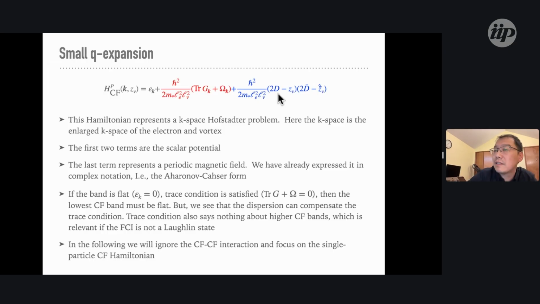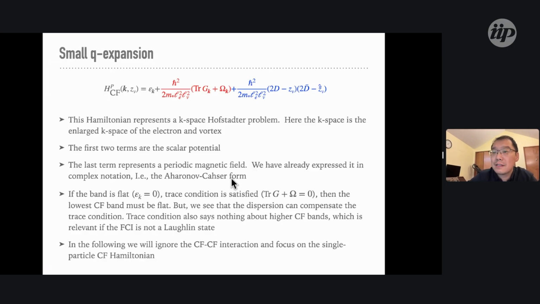And the D, remember D is the covariant derivative, which is i d/dk plus the Berry connection. So then this term in blue represents a periodic magnetic field. And in fact, I already wrote this term using the complex notation. So this is basically the Aharonov-Casher Hamiltonian.